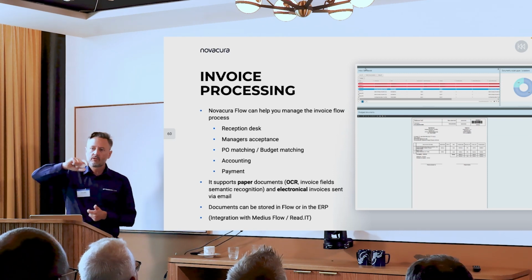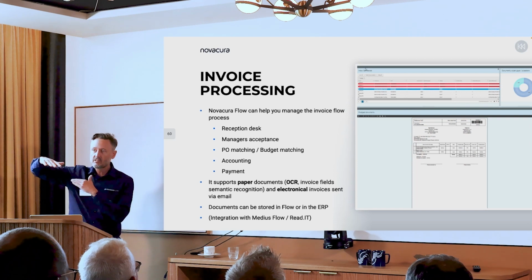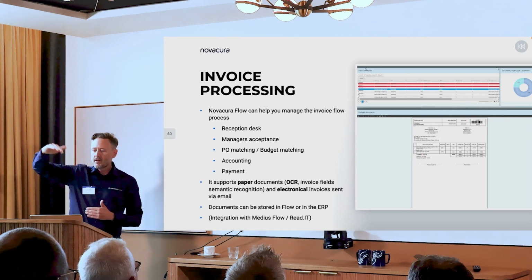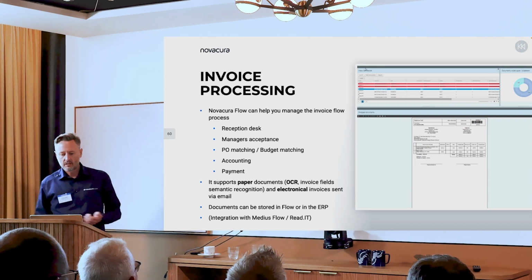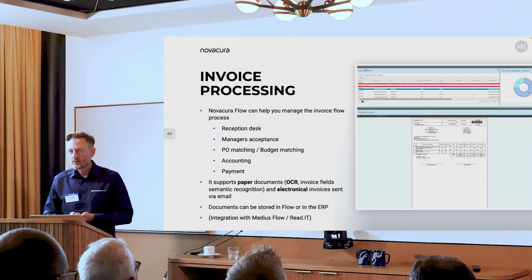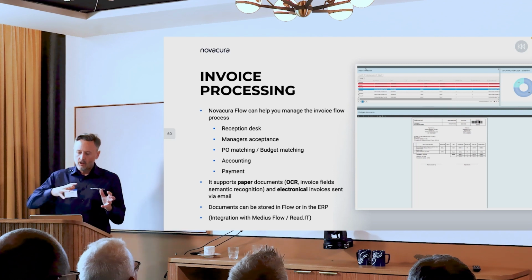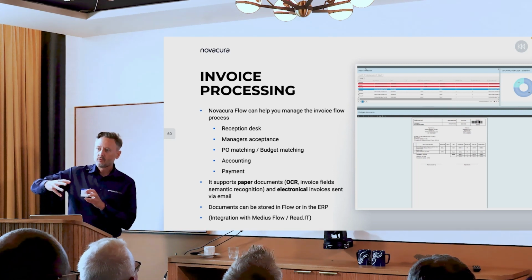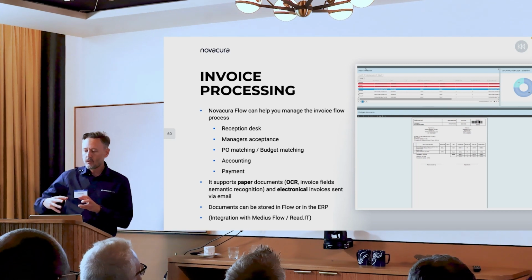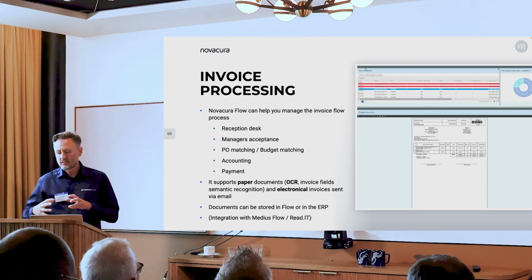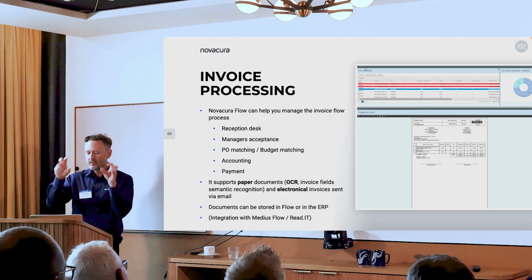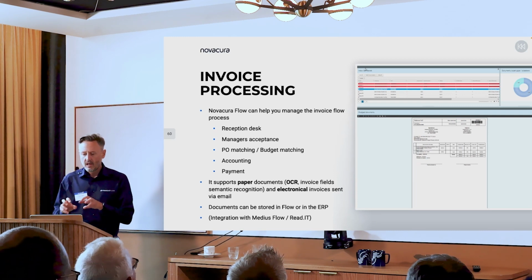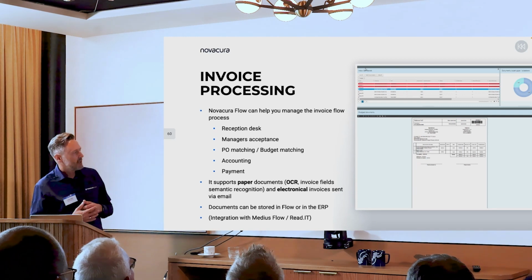But before the final booking, the whole invoice could go through the acceptance process. So it could go to various managers according to the organizational structure. After everyone accepts it, it goes to the accounting department, and they book it in the accounts. And of course, then we do the payment. So the whole process, especially the acceptance process, could be controlled by Novacura Flow. We also integrated with these OCR engines that are responsible for recognizing all the fields from the invoice, and it's controlled in Flow.